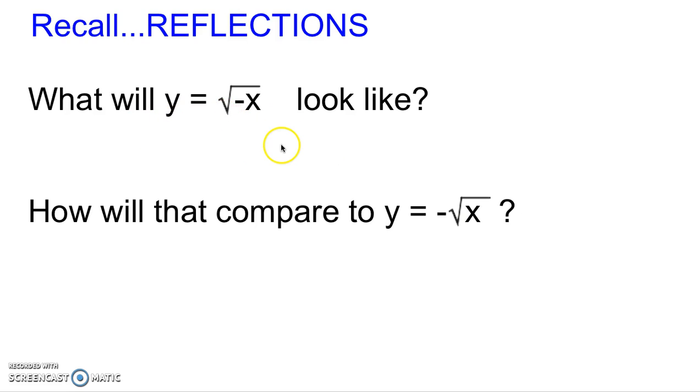This first question asks what y equals the square root of negative x will look like. To do that, we need to consider the parent function graph. So let's begin by just remembering what the parent function looks like. The square root function looks something like that, and 0, 0 is a point on it, and 1, 1 is a point on it, and 4, 2 is a point on it. Let's concentrate on that point, 4, 2, as a point on the parent function graph.